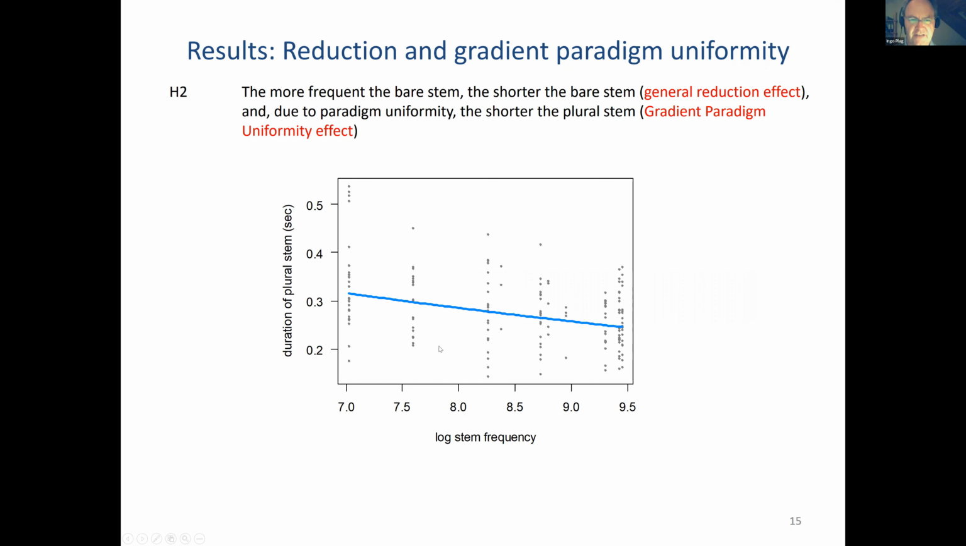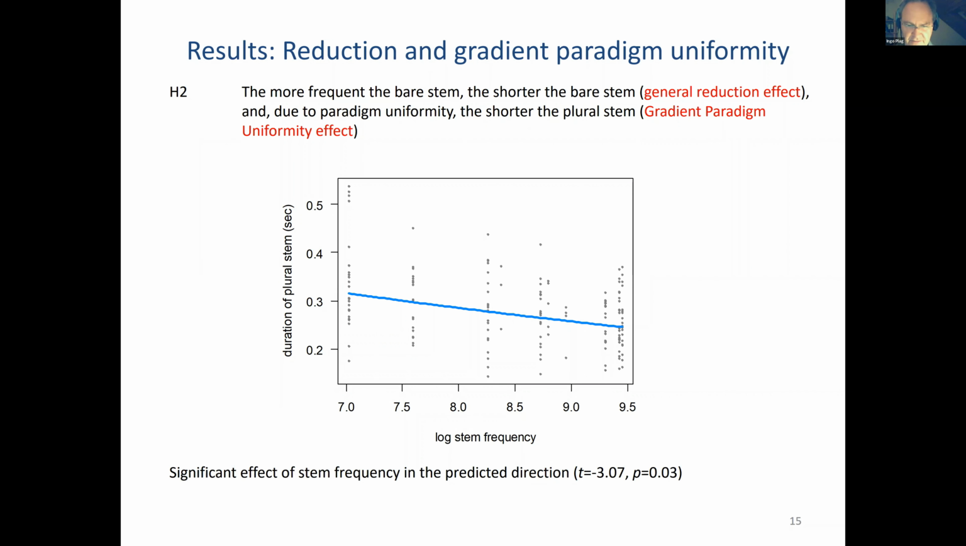Here you see the decisive effect. We increase the stem frequency. That's the frequency of the bare stem, of day, if you like. And on the y-axis, you see the duration of the stem when it is part of a plural. So that would be days. And you see that the higher the frequency of the stem, the smaller the duration of the plural stem. And we interpret this as an effect of gradient paradigm uniformity.